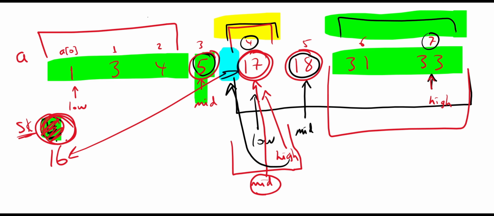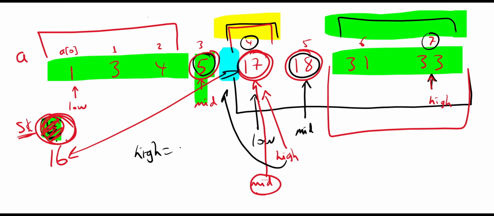And here we are saying that high is equal to mid minus 1. Okay. And in this step, let me clear this part. In this step, what happens? High will be moved to here. High will be moved to here. So high is equal to mid minus 1. So it will be 3. Okay. And low will stay at the same place.